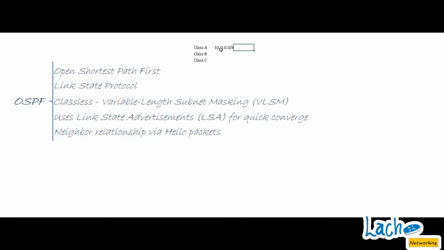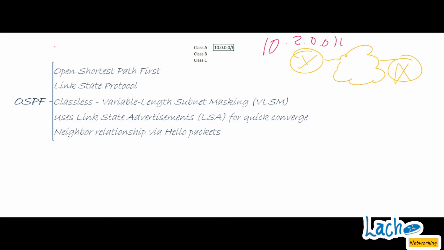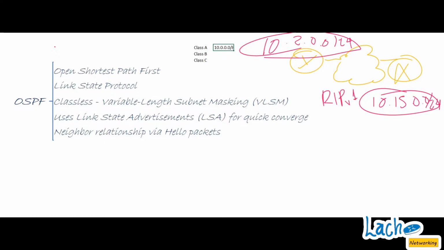Let's suppose that you have 2 sites. In the left site, let's suppose that we use the 10.2.0.0/24 network, and on the right side we use the 10.15.0.0/24. If we use a classful routing protocol, we will be in a problem because these two ranges are overlapping. So a classful routing protocol is useless, for example RIP version 1, which is very old and nobody uses it.